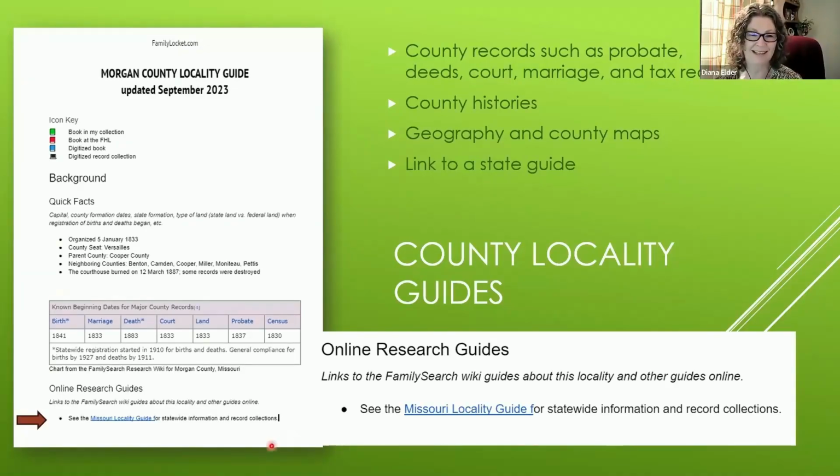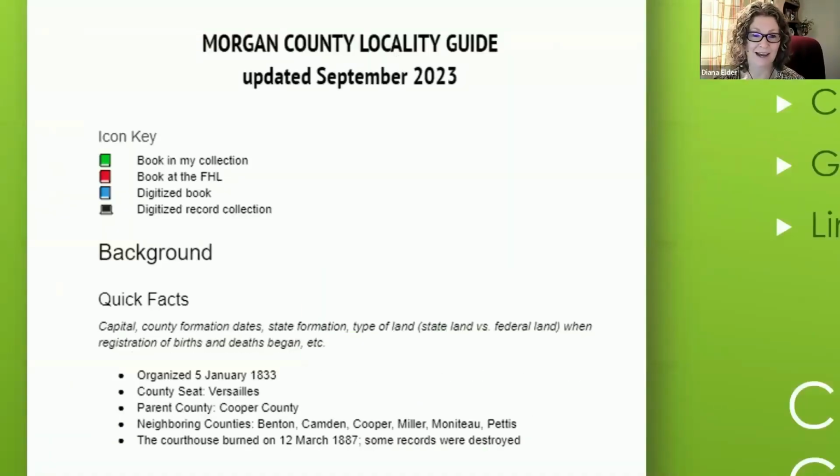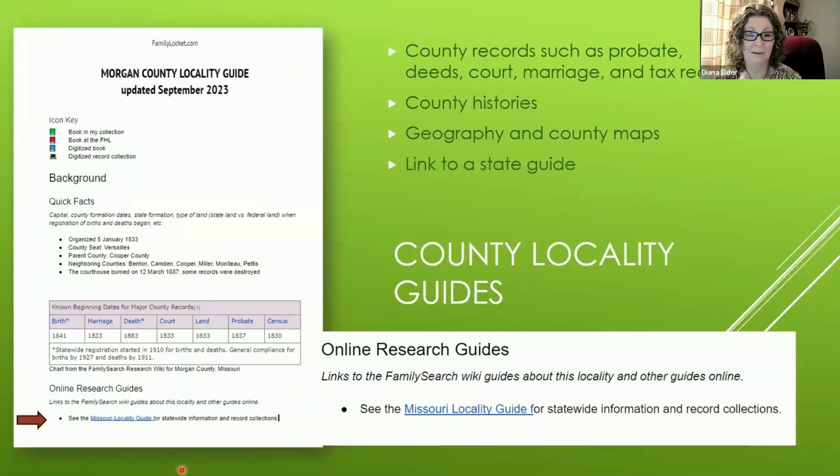Something else you might see here that's kind of fun that I do sometimes in my guides, if I remember or have time, is a little icon key. I do these on Google Docs, and you can just add an icon; it's up in part of the tool section. I have created a little key here: if it's a green book, it's a book in my collection, because that's the other thing I forget about sometimes, that I have books that are pertinent to an area, a book at the Family History Library, a digitized book, or a digitized record collection. That might be something fun you might want to incorporate into your guides so you remember what you have and what kind of records you've got.